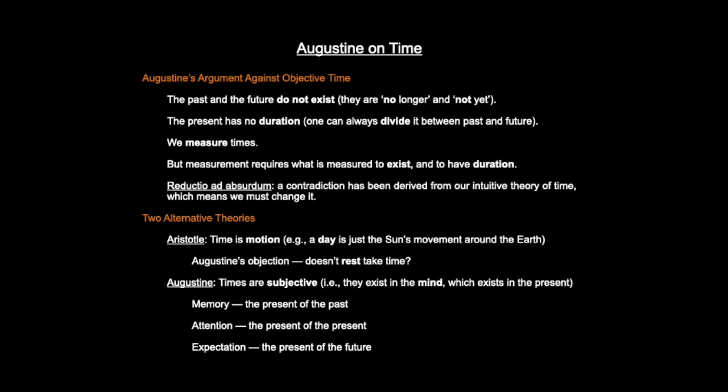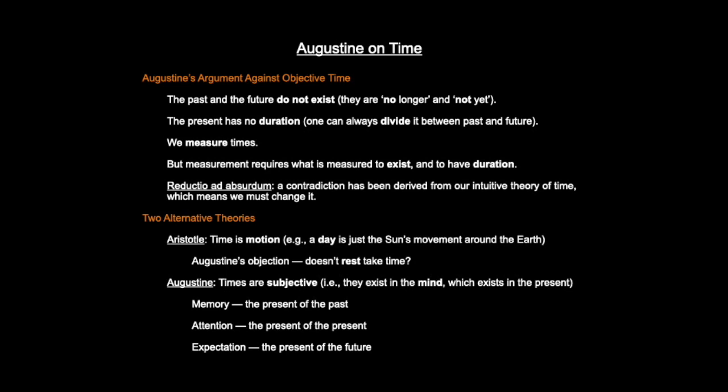And call this 3A, because this is basically the same thing. Right? Measurement requires existence and duration. If a time doesn't exist and it has no extension, how can you measure it? How can you compare different times and say one is longer or shorter?